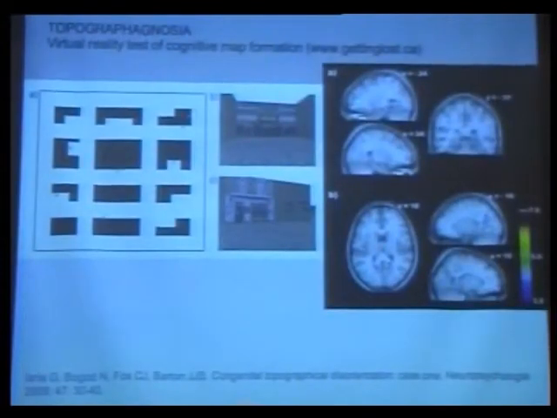The way we test this is we have a virtual environment that we prompt the subjects in, with virtual landmarks. We have them memorize the location of these landmarks, and when we put them back in it, we ask them to get from point A to point B and see how quickly they solve it. If you have topographic agnosia because you don't have a cognitive map, you can't do that. And you tend to have lesions in these sorts of places, either the hippocampal areas here or in the retrosplenial cortex.